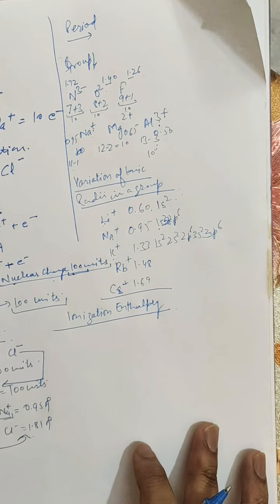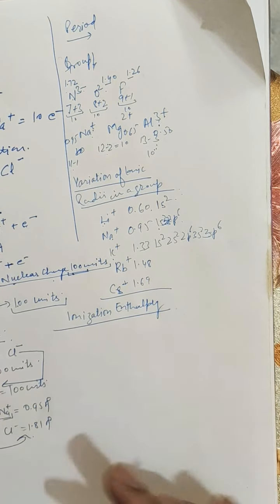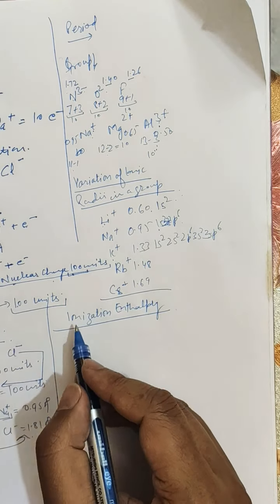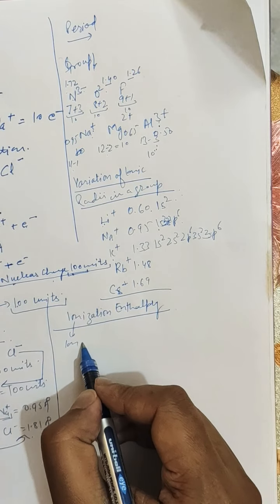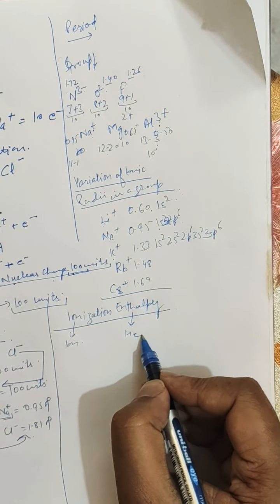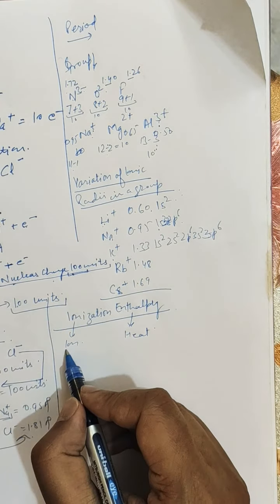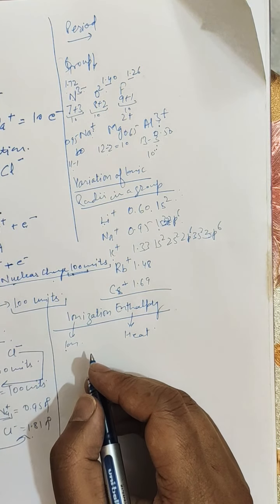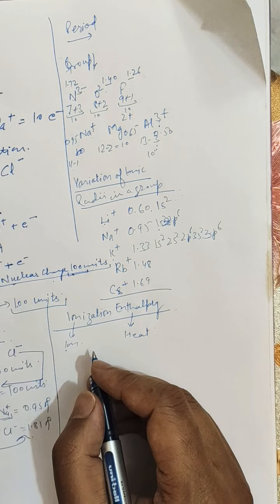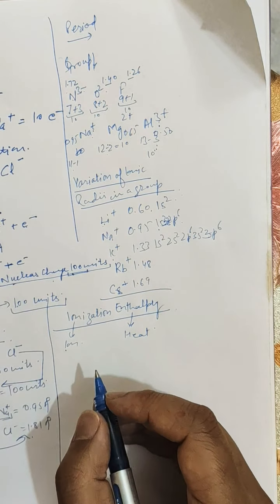Enthalpy. Next topic is ionization enthalpy. So what is ionization enthalpy? If you read this name, it means ion, and enthalpy means heat. So the ionization enthalpy of an element is defined as the amount of energy required to remove the most loosely bound electron from an isolated gaseous atom.